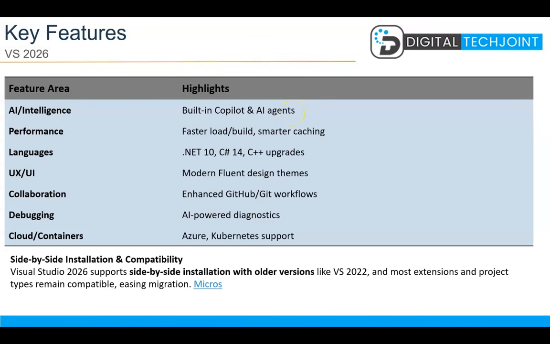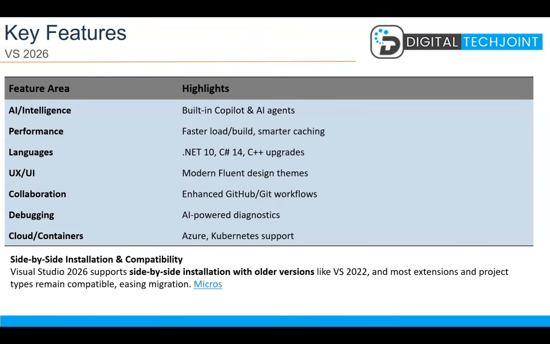Guys, in a nutshell, these are some of the key features. We will get into this later on while we are creating demos and projects in Visual Studio 2026. So basically, AI intelligence is built into Copilot and AI agents very deeply and in a very detailed manner. Then second is the performance. Obviously, this is faster. Every Visual Studio promises that, and it meets the need of a much faster IDE. Then languages, obviously with .NET 10 as a framework, we have C# 14 and C++ upgrades.